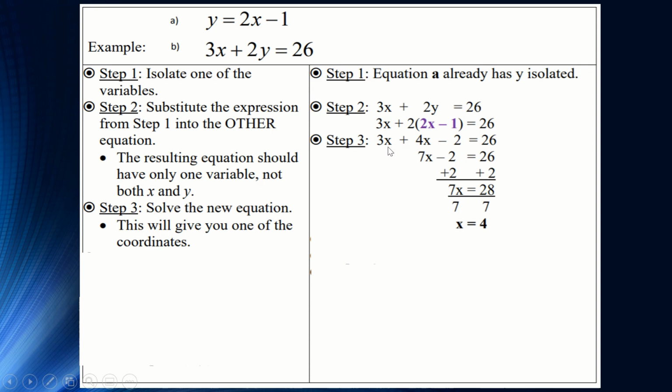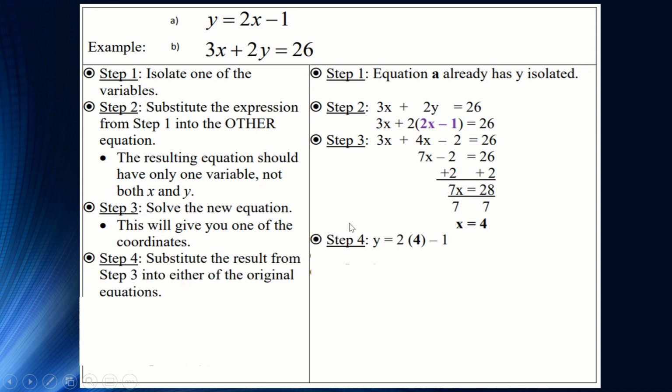3x and 4x combine like terms to make 7x. Then I see 7x minus 2 is 26. Let's add 2 to both sides. The 2's cancel, and 7x is 28. Divide both sides by 7, and x is 4. This gives us one of the coordinates. We've solved for x. The thing about systems is there's an x and a y. Once we have x, we can go back and solve for y.